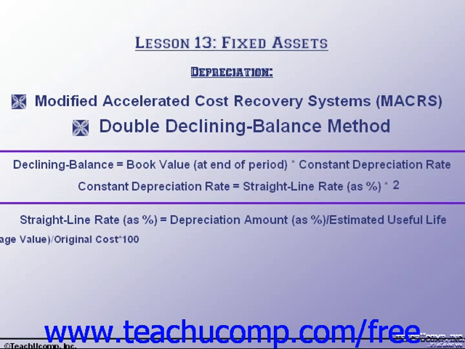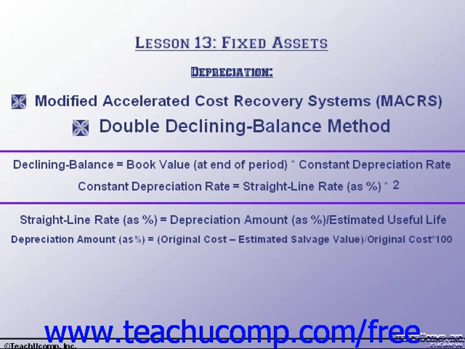To calculate the depreciation amount as a percentage, take the original cost and subtract the estimated salvage value. Then divide that by the original cost and multiply the result times 100. So for example, if we had a $20,000 asset that had 0 estimated salvage value, to figure out the depreciation amount as a percentage, you can see that we would take 20,000 and subtract 0, and then divide that by 20,000 and multiply times 100. Or, as you could probably figure out on your own, it's 100%.